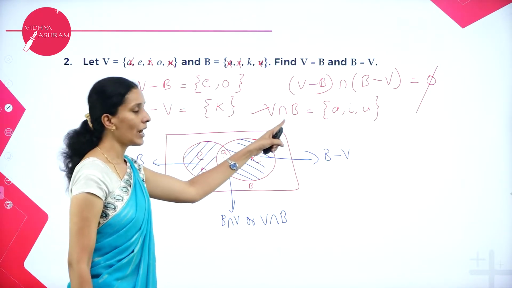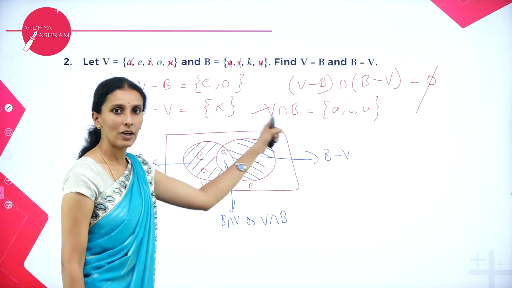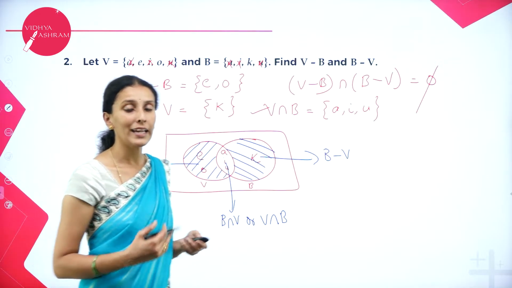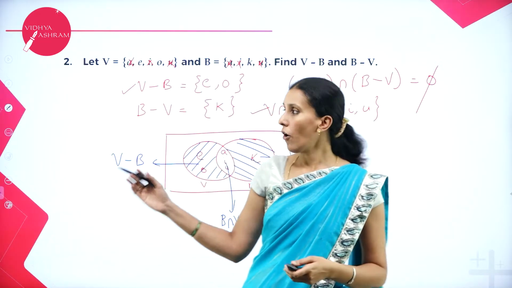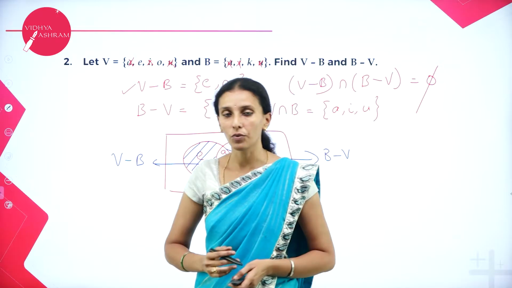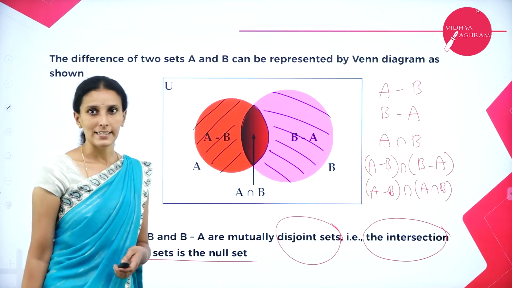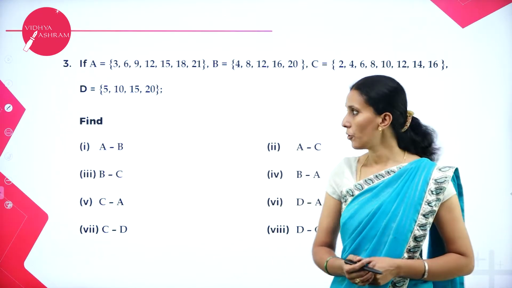Again, B minus V and V intersection B. Do you find any common elements there? No. So they are all empty. If you take the intersection of any of these three sets, the result will be empty. Therefore, they are all disjoint sets. So here we have taken one more problem.